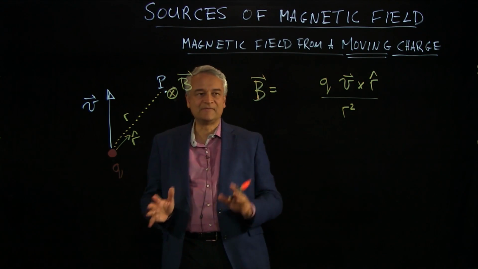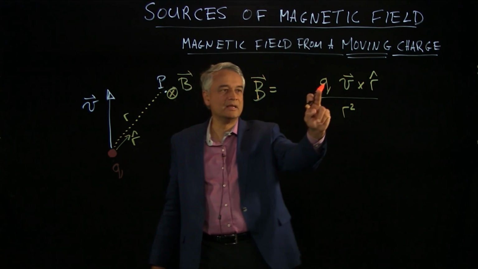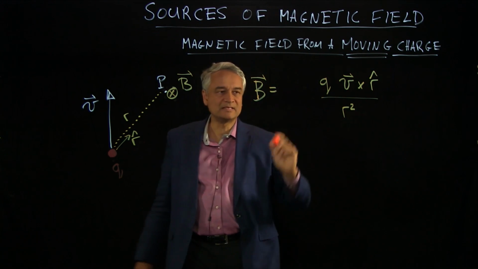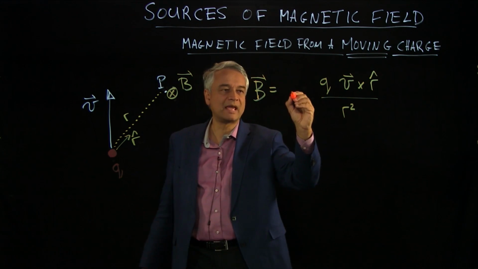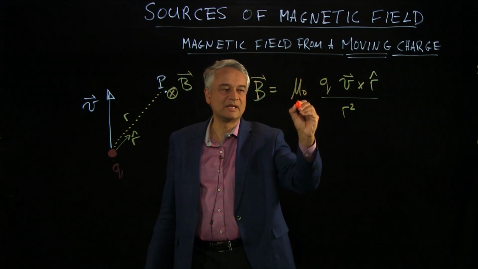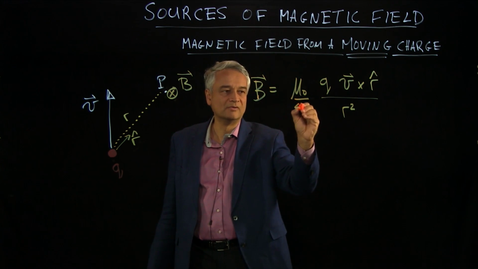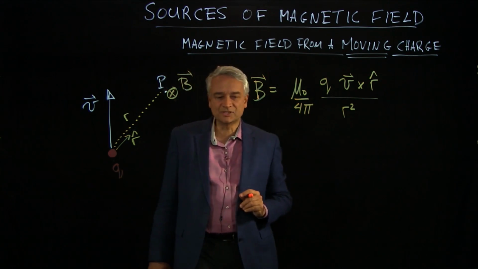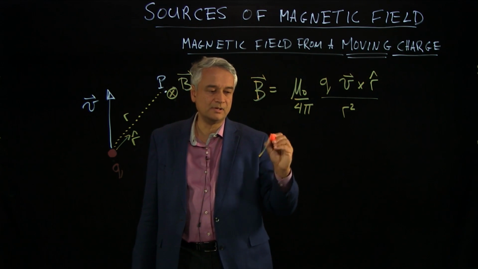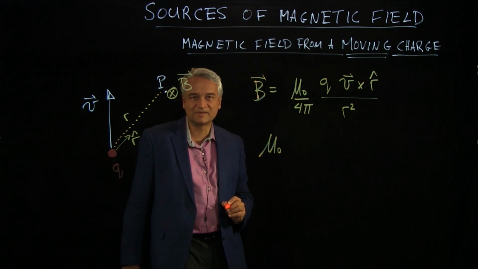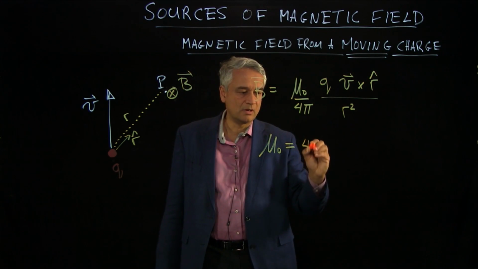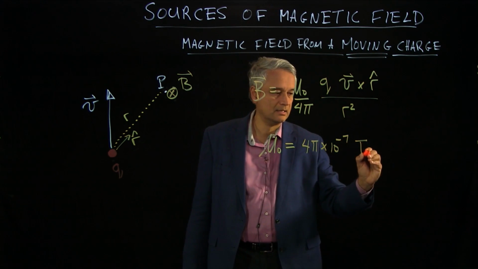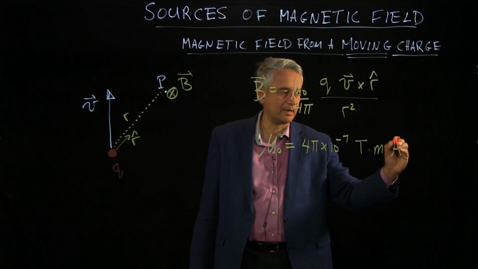The strength of the magnetic field, the magnitude of B, is given by Q times the magnitude of the velocity divided by r squared. And I left a blank space here. We need a constant of nature here, the analog of K. And that constant of nature is written mu naught over 4 pi. So mu naught over 4 pi is a new constant of nature. In fact, I'll tell you the value of mu naught. So this mu naught over 4 pi is the analog of K in Coulomb's law. It's 4 pi times 10 to the minus 7 Tesla meter per ampere.